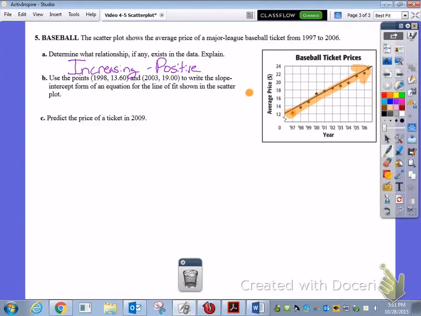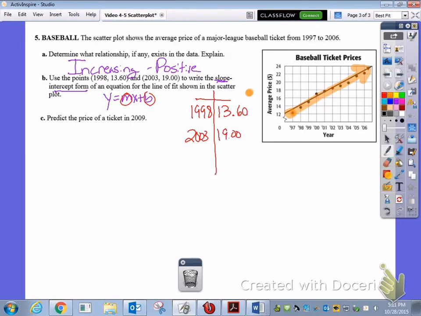Okay? Use the points (1998, 13.60) and (2003, 19.00) to write slope-intercept form. Remember, slope-intercept form is y equals mx plus b. So I need to find slope, I need to find b. Okay? So it gave me 2 ordered pairs, so I'm going to make my table. The first ordered pair was 1998 and 13.60, and then 2003 and 19.00.